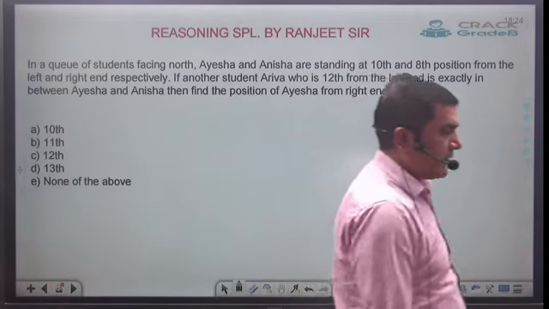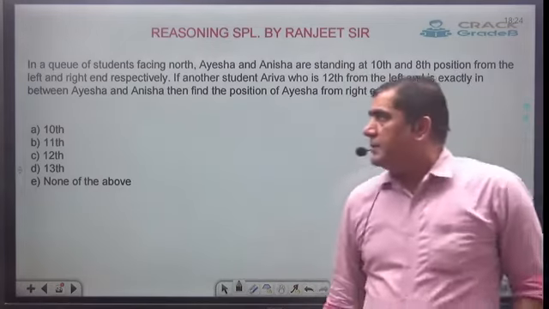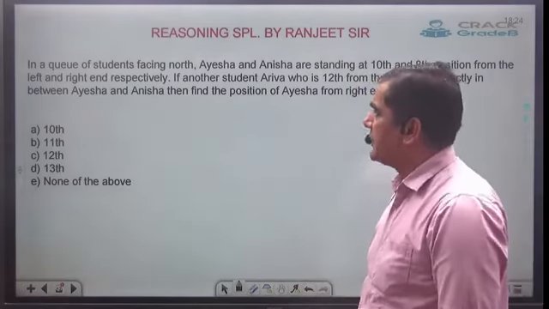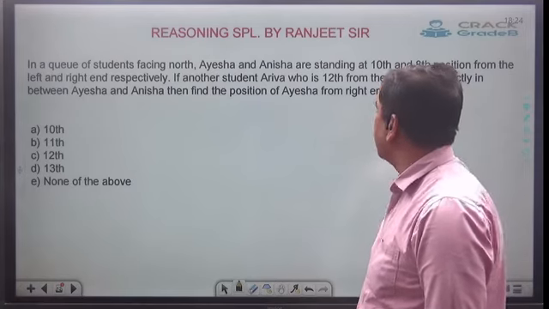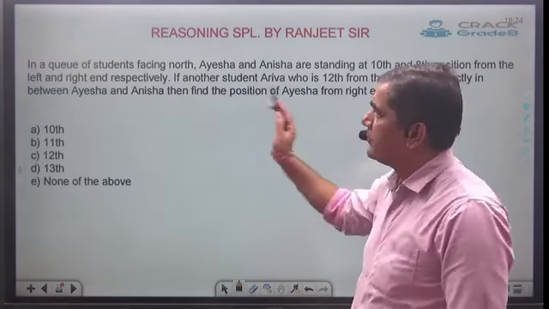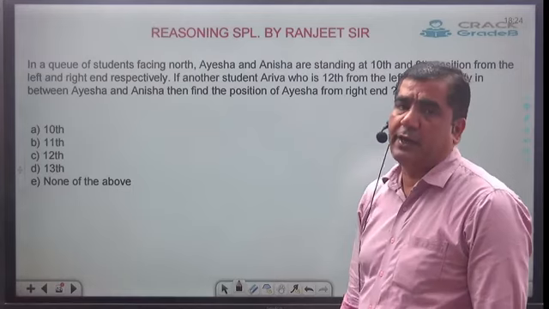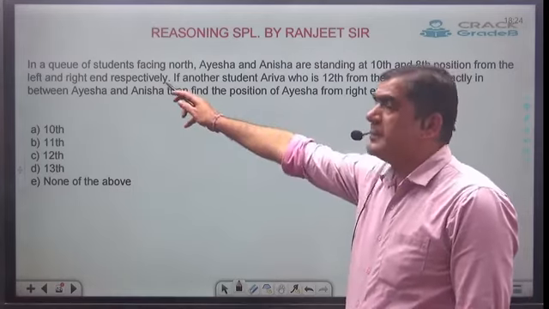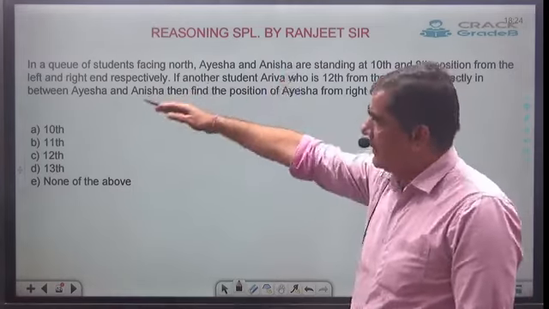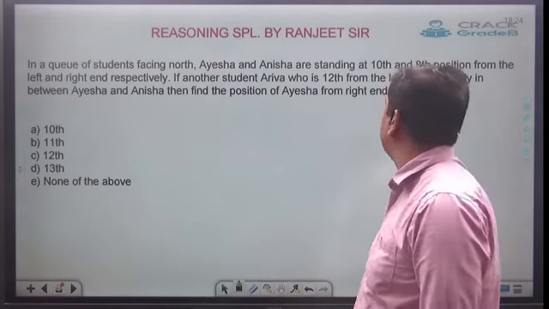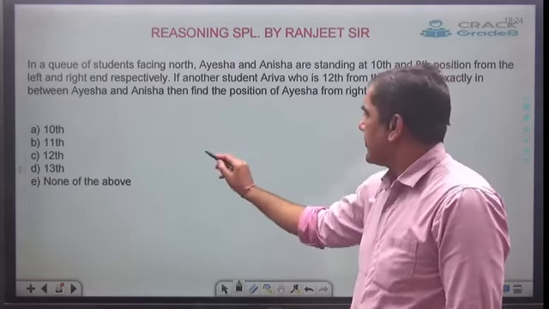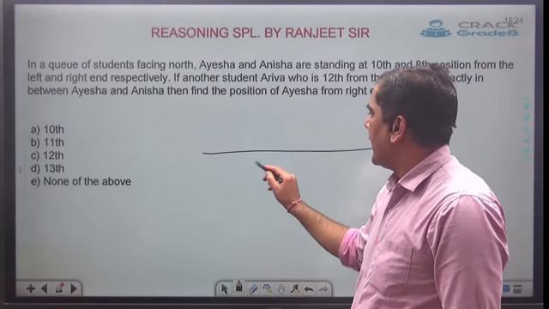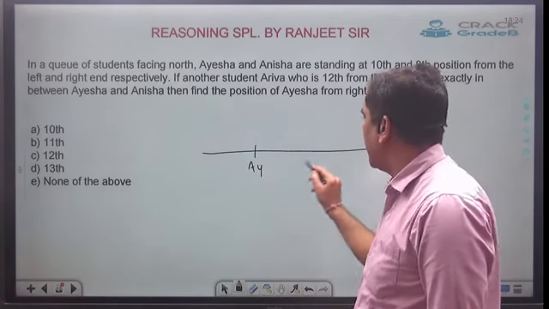Let's go with another one. See here they are saying, in a queue of students facing north, Aisha and Anisha are standing at 10th and 8th position from the left and right respectively. Respectively means Anisha has to be at the left and this has to be right. Okay, so let's start. They are saying Aisha and Anisha.